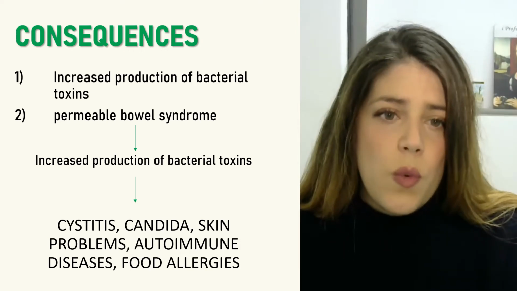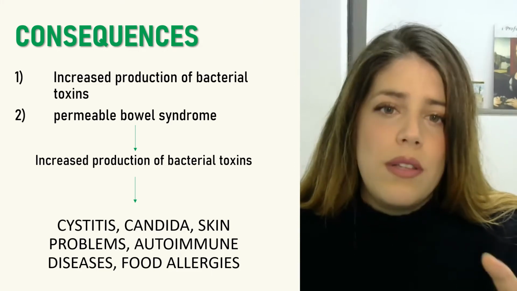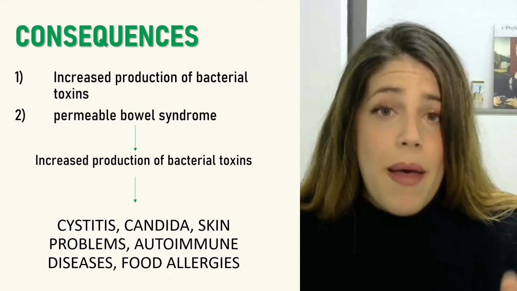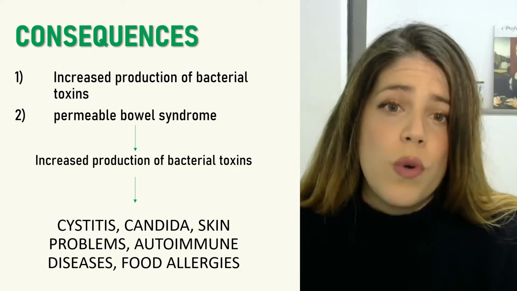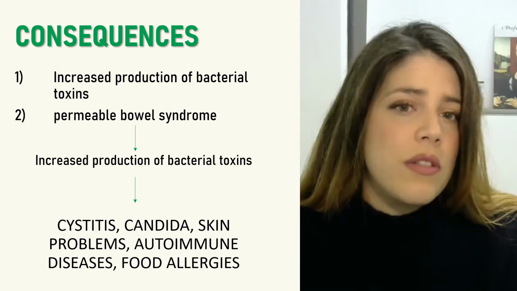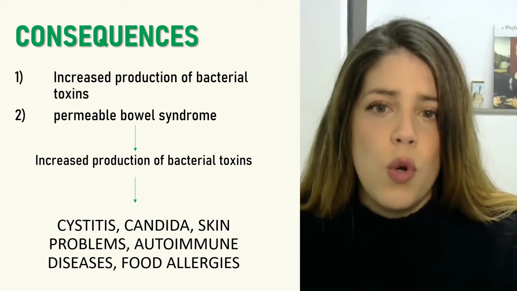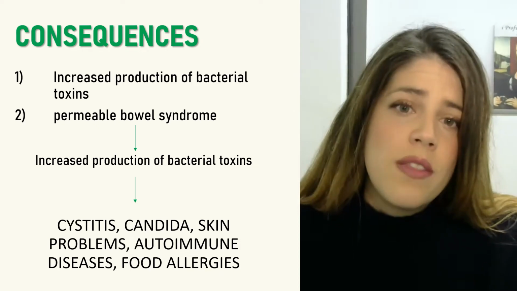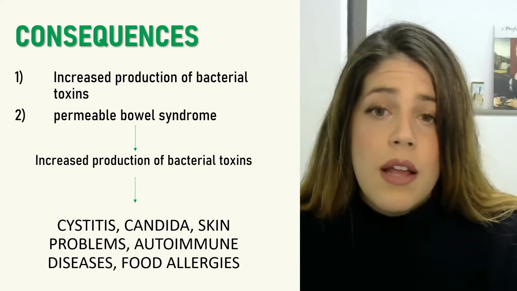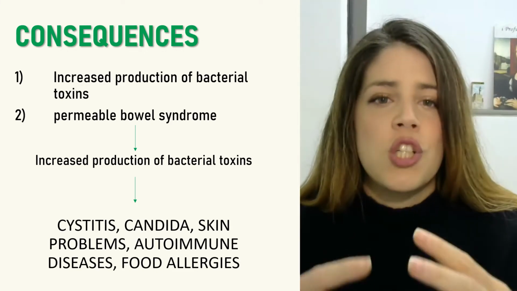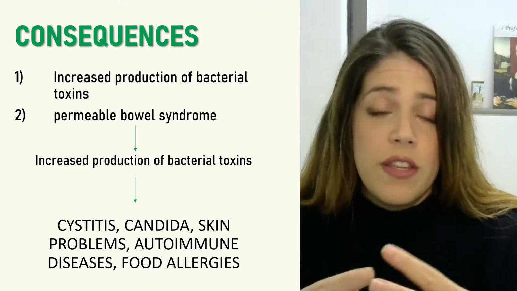The second consequence is leaky bowel syndrome. Remember that the intestinal mucosa is a barrier, a filter, that serves to ensure that undigested substances, waste substances, and bacterial toxins found in the intestinal lumen do not go into circulation. And to do this, the junctions that unite the cells of the mucosa need to be well closed. Consider the junctions as the meshes of this filter.